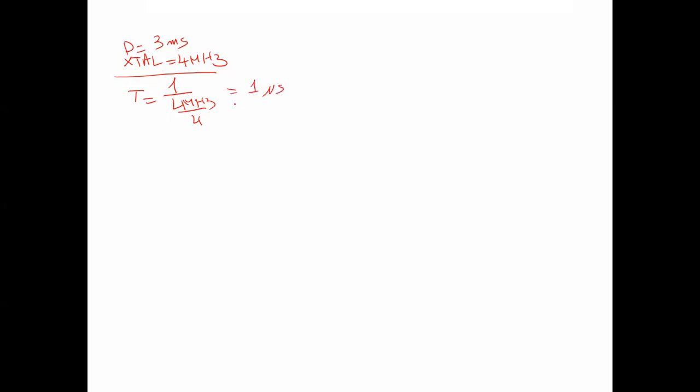Okay. Now, let's calculate the number of counts. So what is the number of counts? It is the delay divided by our period T. So the delay is, let's use the same unit, 3000 microseconds divided by 1 microsecond, which is 3000. So this is the number of counts.